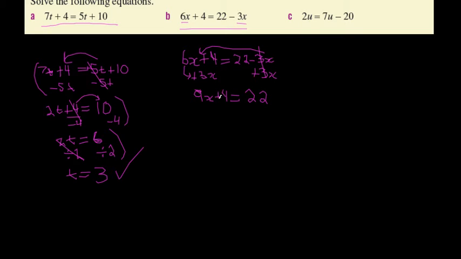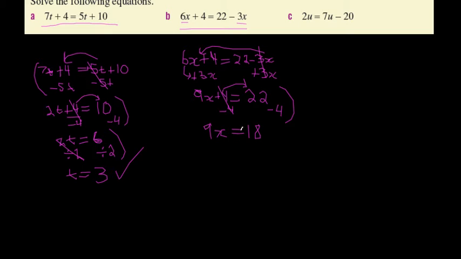Alright, next step, plus 4. We want to move it to this side. How do we do that? What's its opposite? Minus 4. Do the same to both sides. Those two cancel out. 9x is what we're left with. And what does it equal? Well, what's 22 minus 4? That's right, 18.